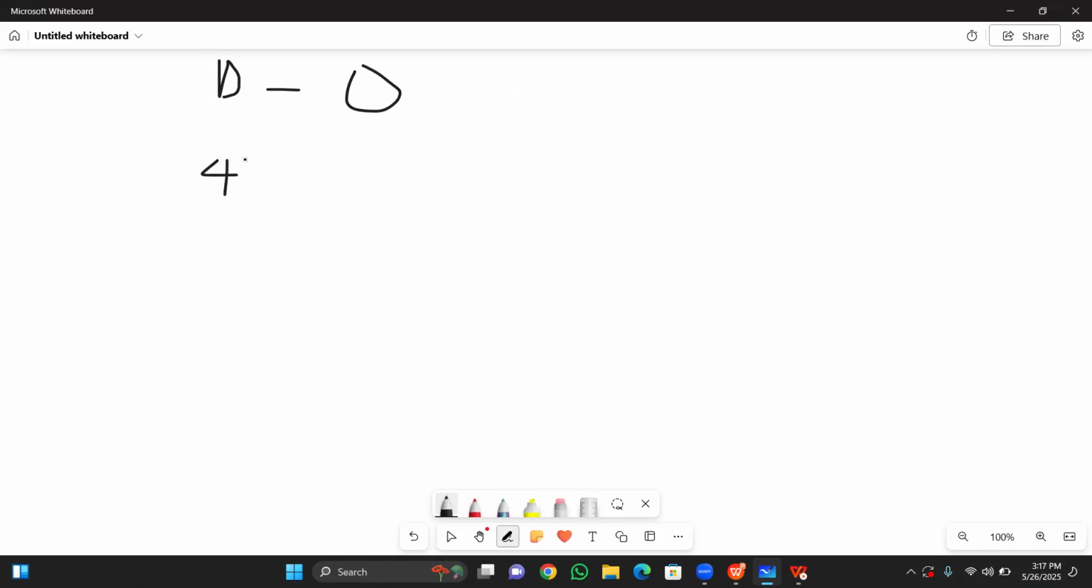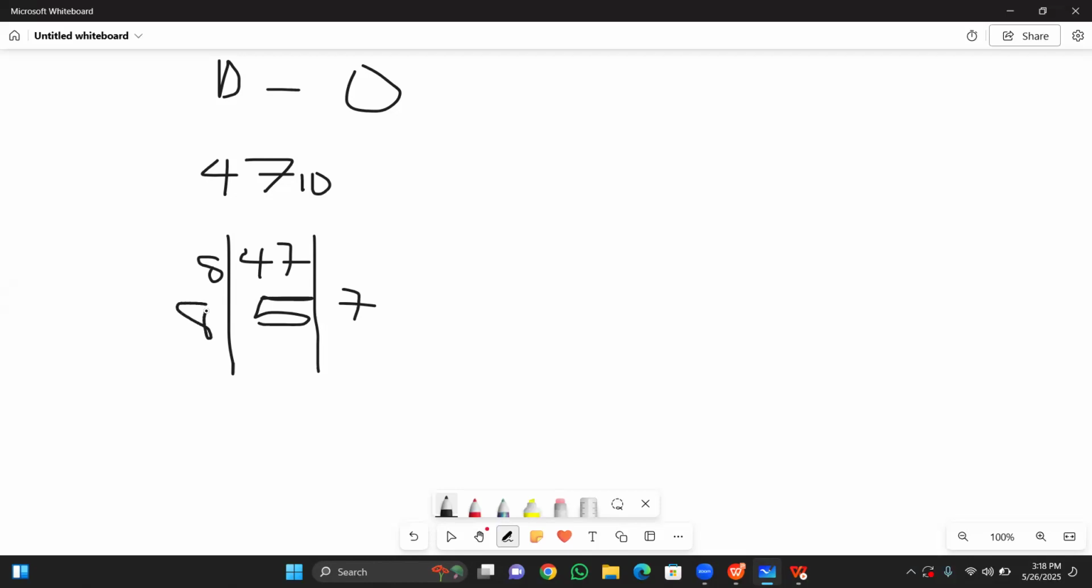This is 47 base 10. All right, let's convert it to octa. So we are going to say 47 and we divide by 8 repeatedly. So 8 goes into 47. What are we going to get? 40 is 5. Okay, so it is 5, remainder 7. All right. So 8 goes into 5, it is 0, remainder 5.